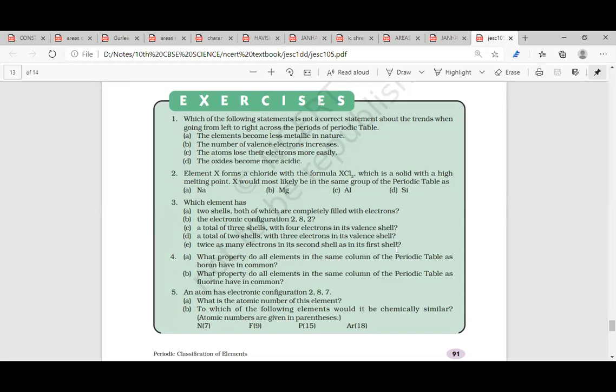Okay, so exercise questions. Which of the following statements is not a correct statement about the trends when going from left to right across the periods of the periodic table? Elements become less metallic in nature. True or false? True. Metallic properties decrease along the period. The number of valence electrons increases. True.